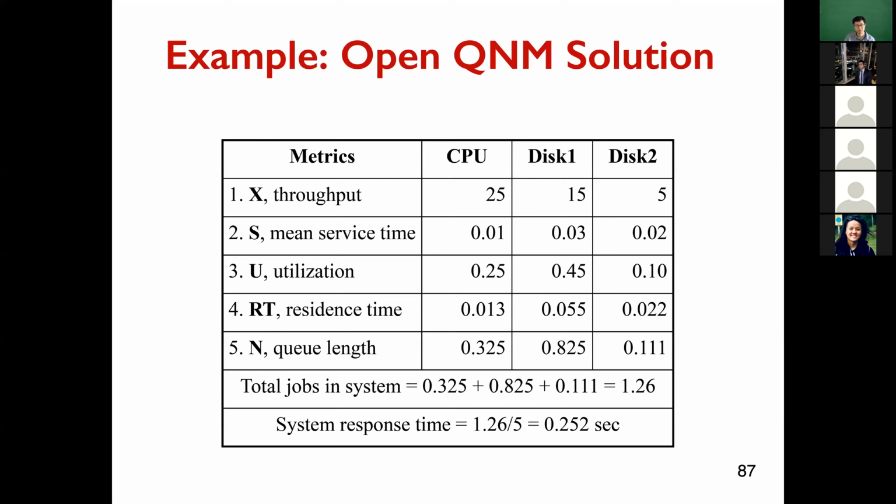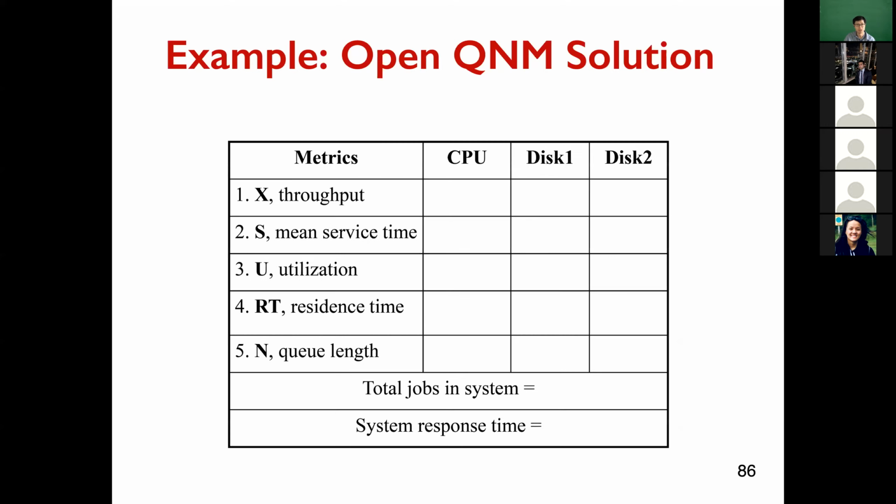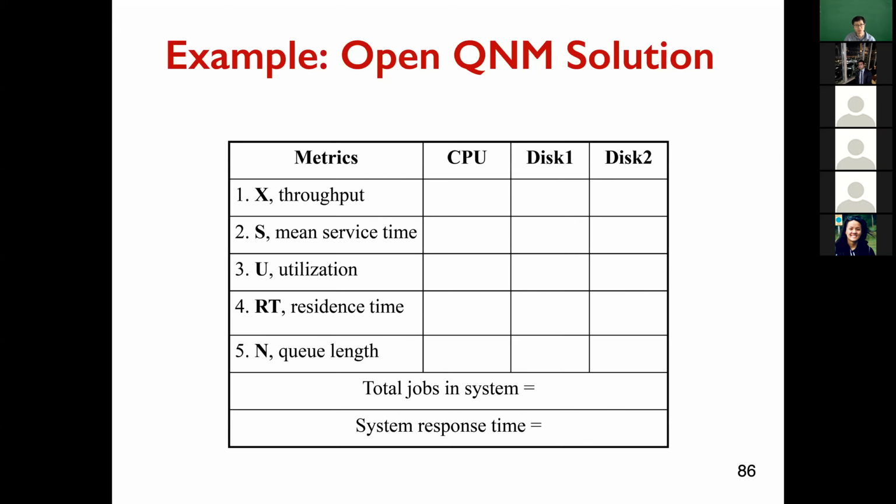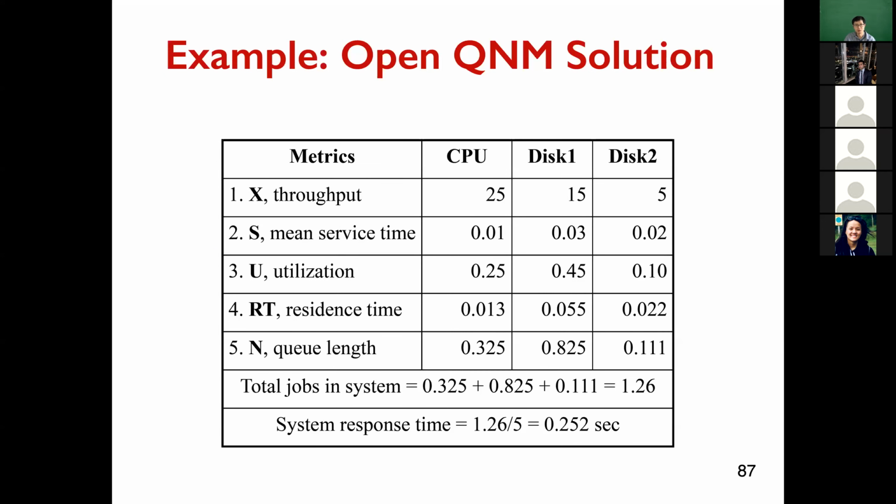For residence time, right? So to remember, what is residence time? Residence time for each device equals the service time divided by 1 minus utilization, right? So the service time is 0.01 for CPU, and 1 minus utilization is 1 minus 0.25. So it's 0.013 for residence time for CPU, right?